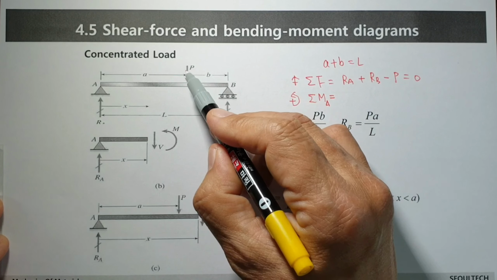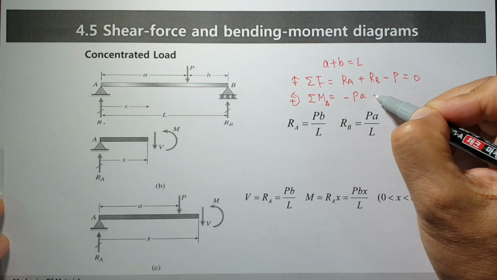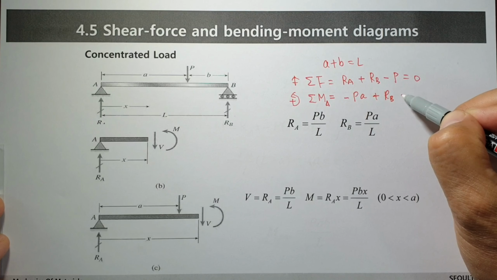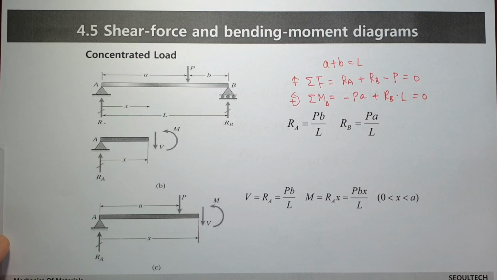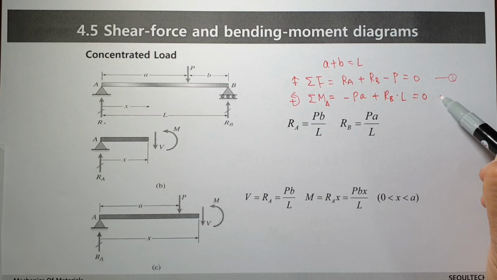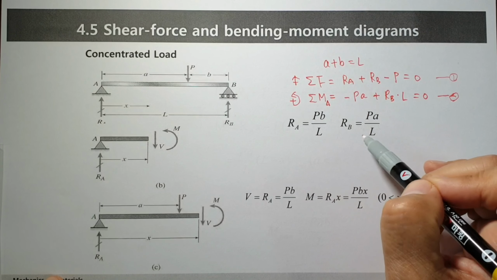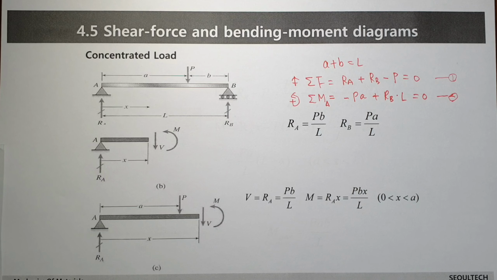Then it is minus PA, and RB multiplied by L equals 0. Okay, we have two equations: equation 1 and equation 2. From these we can calculate the RA value and the RB value. By force and moment equilibrium, we can calculate RA and RB.